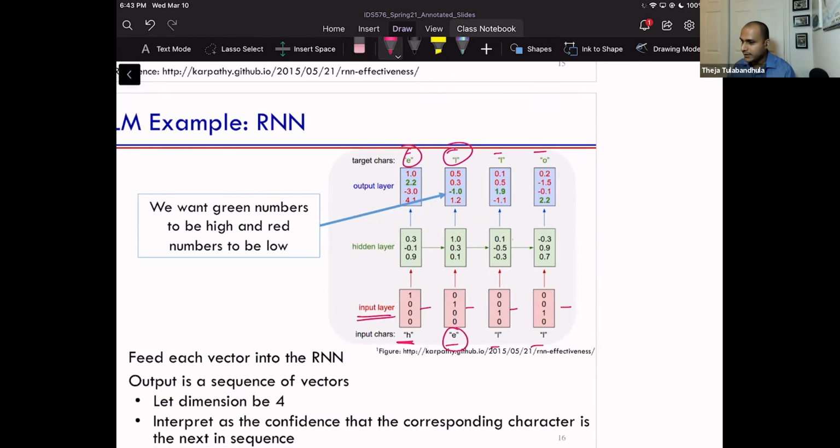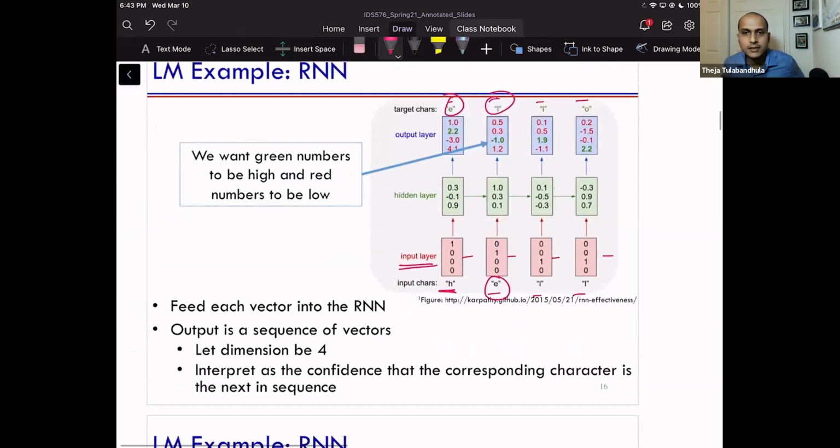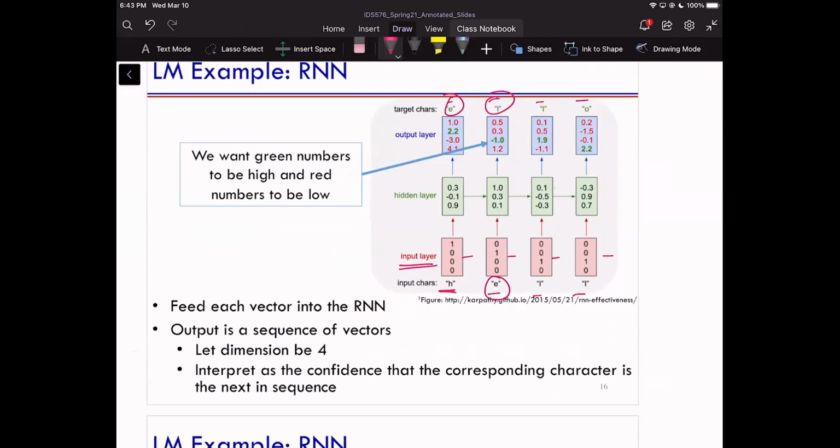Any questions about this illustration here? Hi, Tejas. So are each of those numbers in each layer going to be the probabilities of each character that's going to come into the model?